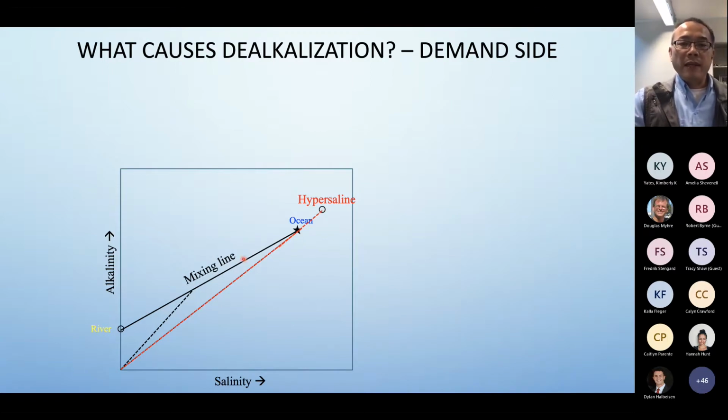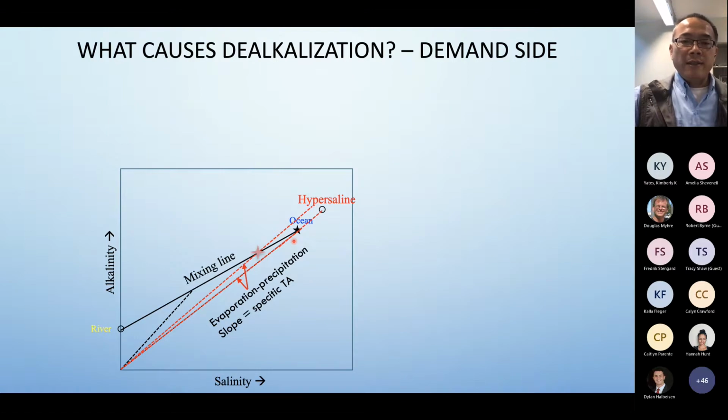But for any data point, for example an estuarine water parcel that stays here, if you evaporate, it would follow the same line that goes through the origin, right? So that would be the evaporation line. But for any estuary, when you have a river end member and an ocean end member, if no reaction happens, the lowest slope or lowest alkalinity to salinity ratio would be the ocean, right? When the estuarine water evaporates, the ratio of alkalinity to salinity would be greater than the ocean.